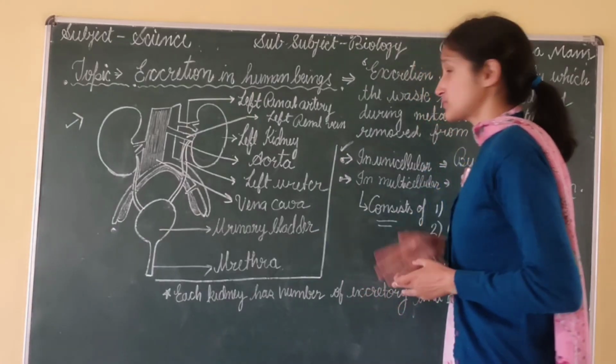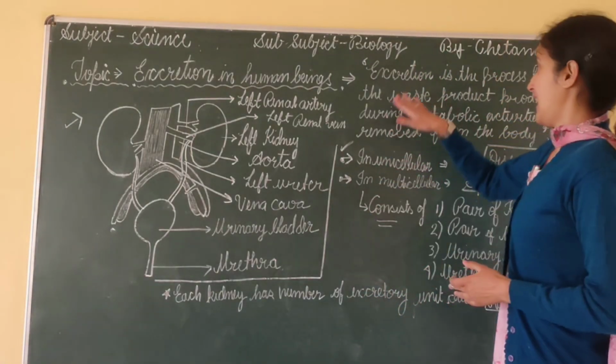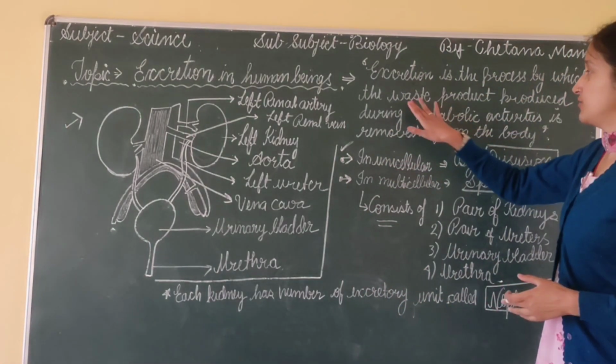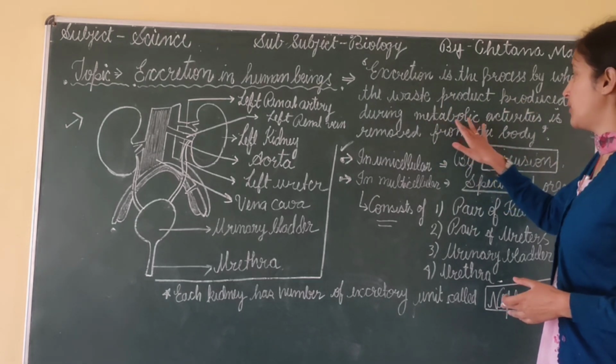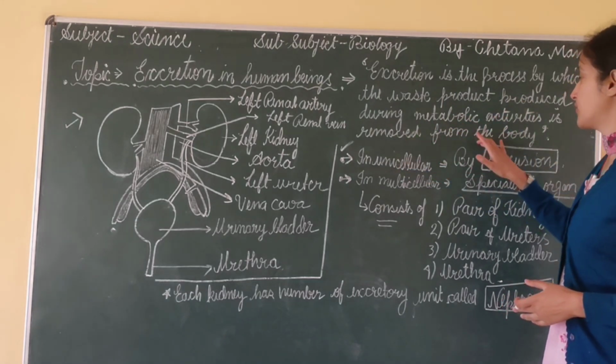First of all, what is excretion? Excretion is the process by which waste product produced during metabolic activities is removed from the body.